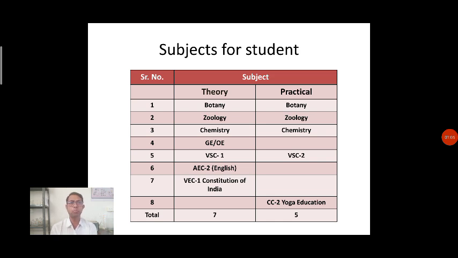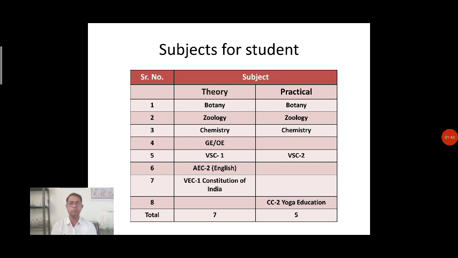Now say for example botany is one of the major subjects which is included in your syllabus, or you have taken botany as one of your subjects. So in this semester, that is semester 2, you have to deal with botany as a theory paper, and along with that theory paper you also get one practical paper for botany. Next, suppose you have taken zoology as your second paper, so you get the theory of zoology and the practical of zoology.